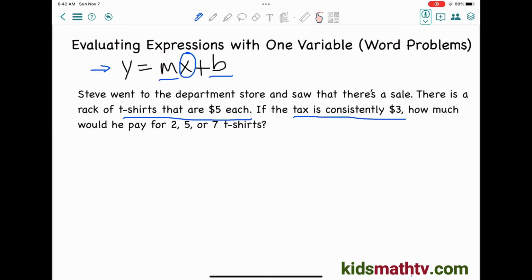So let's look back at the slope formula. So x represents the number of t-shirts. So what does m equal? Well, since we're given that each t-shirt is $5, we now know that m equals 5. And also for b, since we found out that tax is consistently $3, we now know that b equals 3.